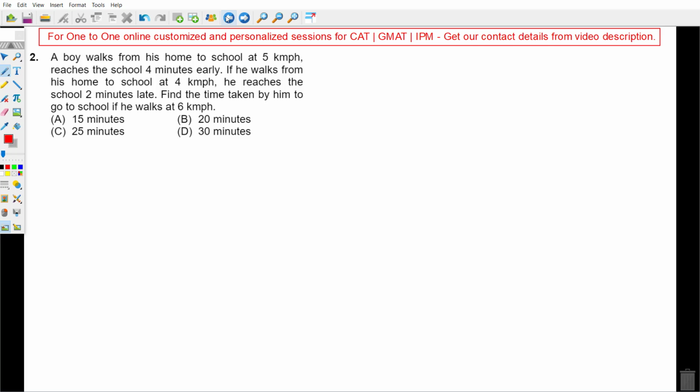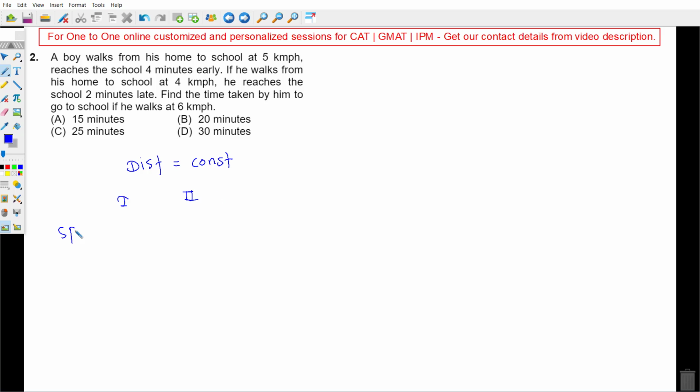Over here we can see that the distance traveled in both cases is the same. So let's write distance is equal to constant. Now the first case and second case. In the first case and in the second case we know the speeds.